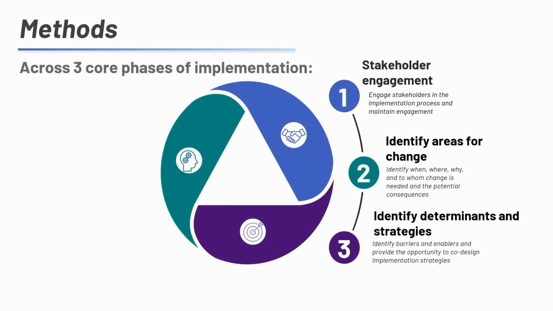And so across 3 core phases of implementation, we can use process mapping. So it's a really great tool to be able to engage your stakeholders. You can go to them with a draft on a piece of paper with a basic marker pen and really just start to ask them to walk you through the process. It's sometimes a lot easier to engage people with a visual.